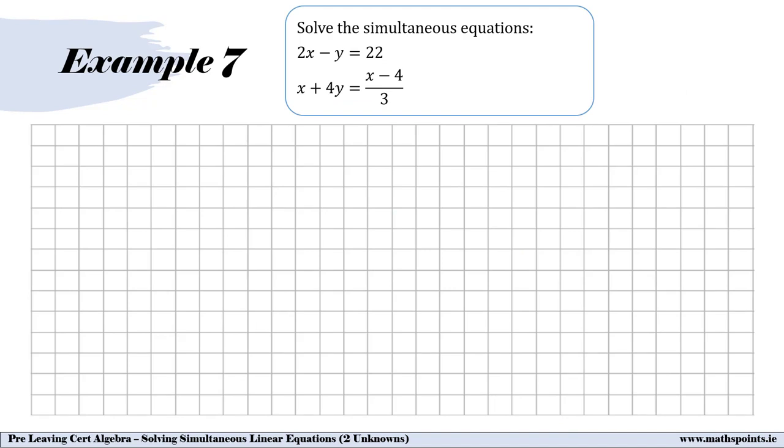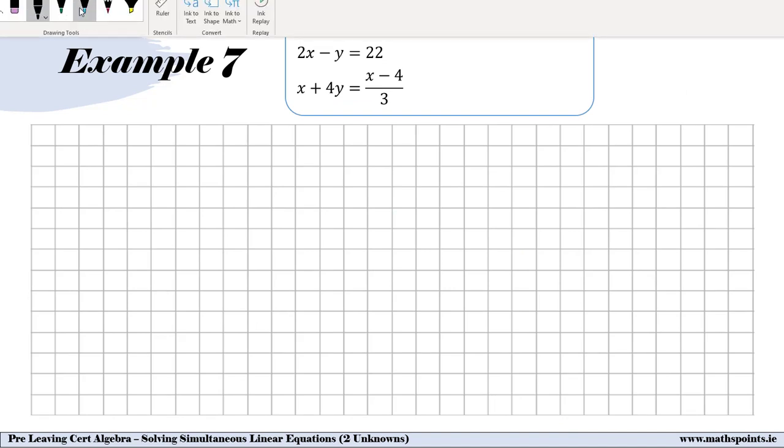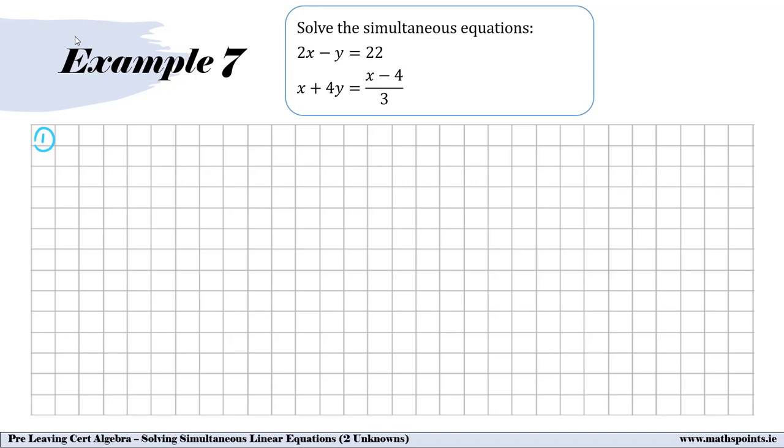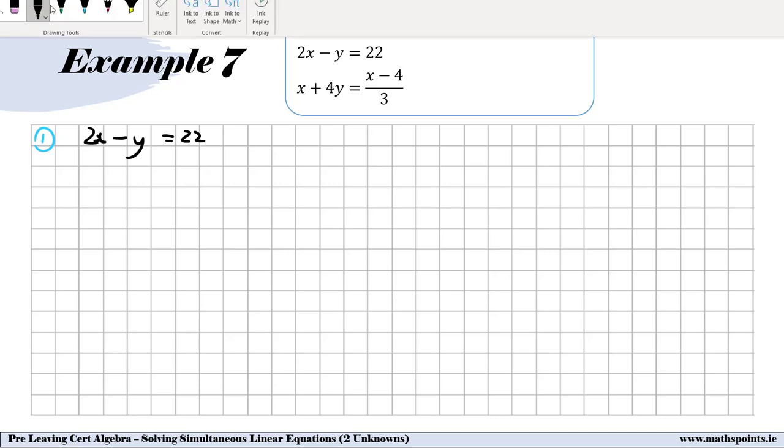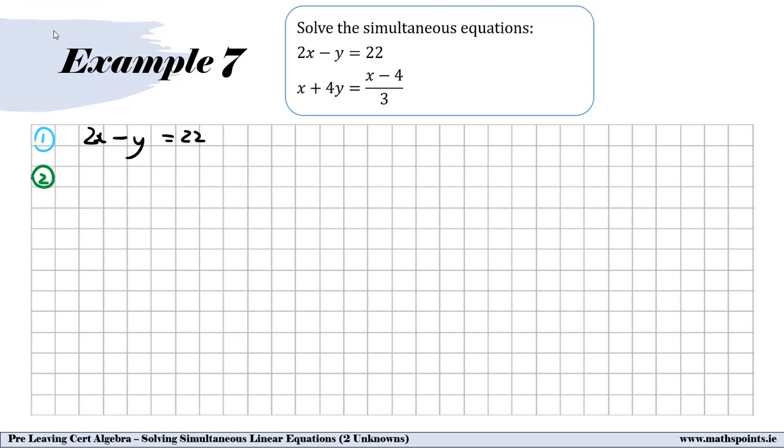So example 7 is the first example of a question where one of the equations has a fraction in it. So let's have a look at how we might handle this. Writing down the two equations once again. Equation 1 is 2x minus y equals 22, and we can see that this is in the correct format. Equation 2 then, we have that x plus 4y is equal to (x minus 4) all over 3. And so we have this fraction on the right hand side, and we also have an x term on the right hand side which we'll have to get rid of as well.